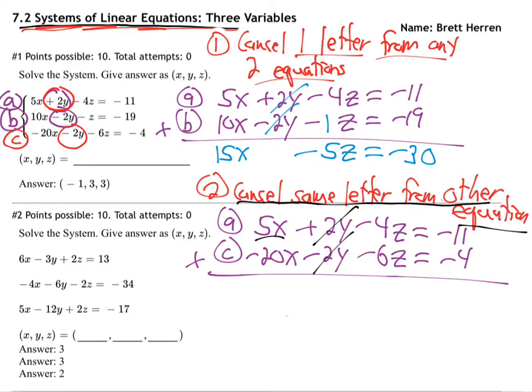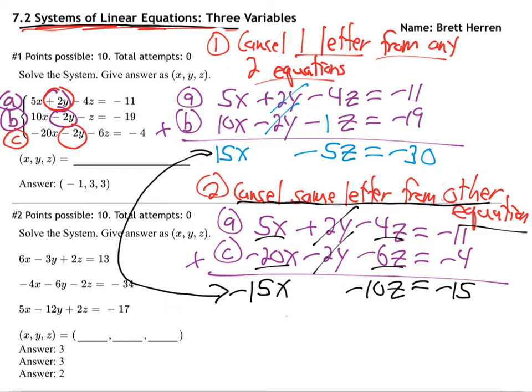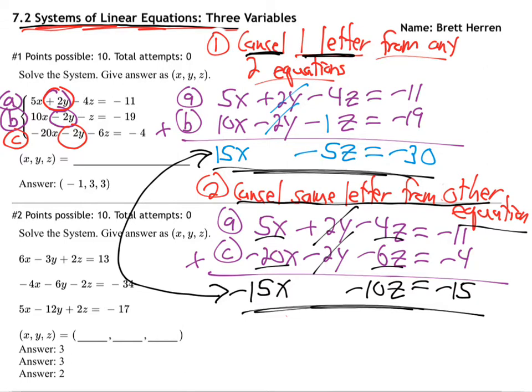So add these up. What is 5 minus 20? Minus 15x. Minus 4z minus 6z is minus 10z. And this is minus 15. So now, see what I've got here? I've got 2 equations that just have x and z. No more y. I canceled y out. I started by canceling y, one letter from any two equations, and then I canceled that same letter from the other equation. So now I've got two equations with two letters. I can deal with that.